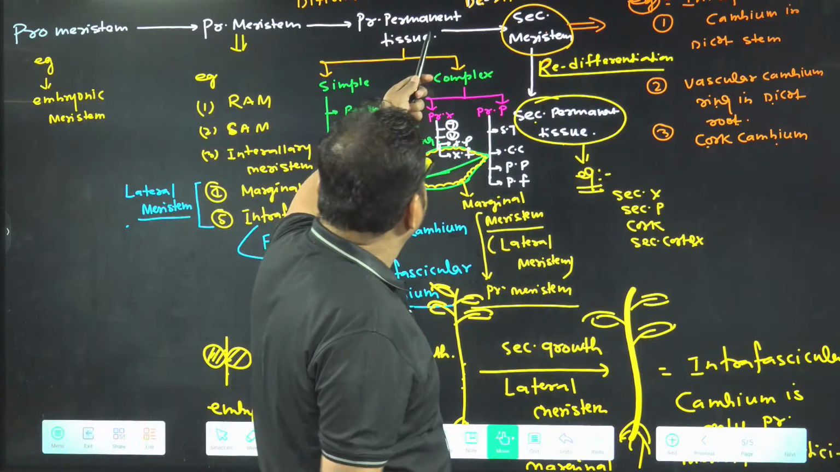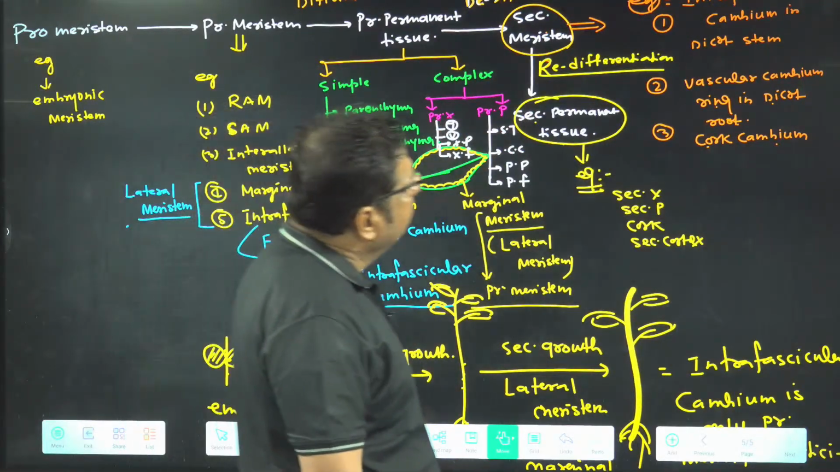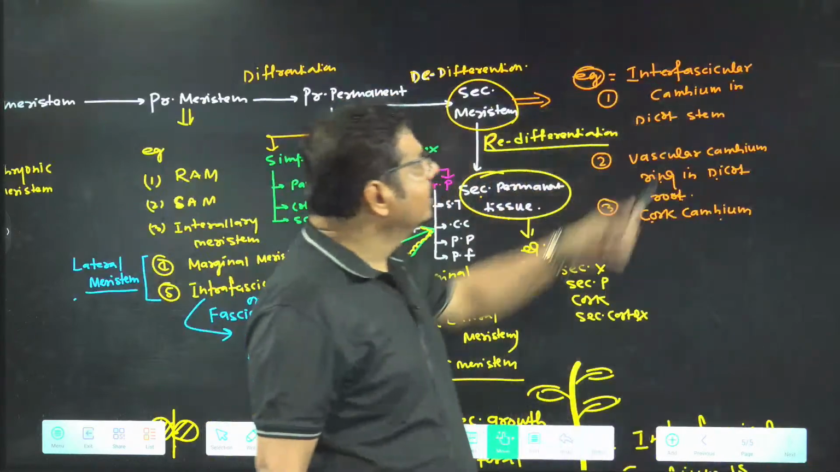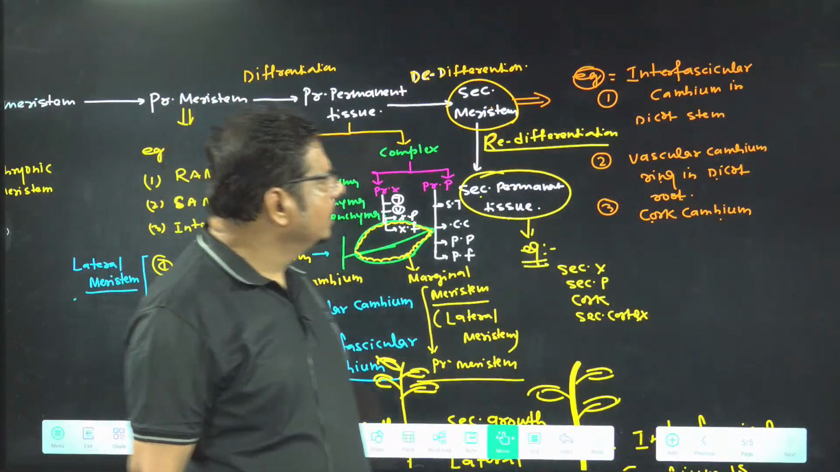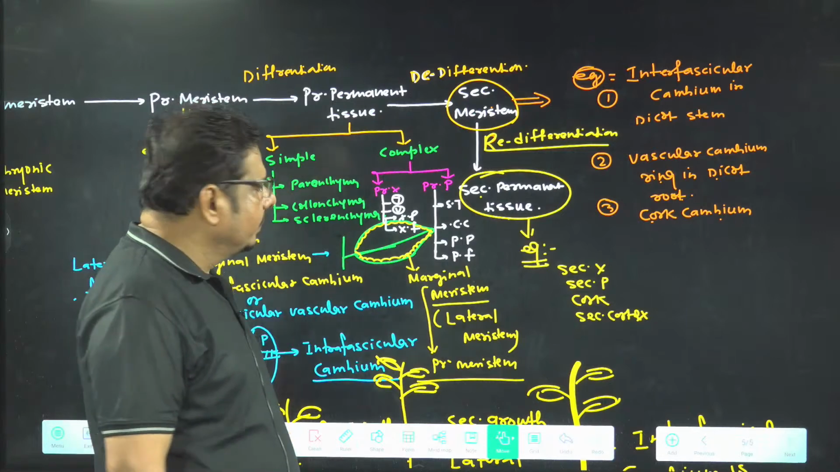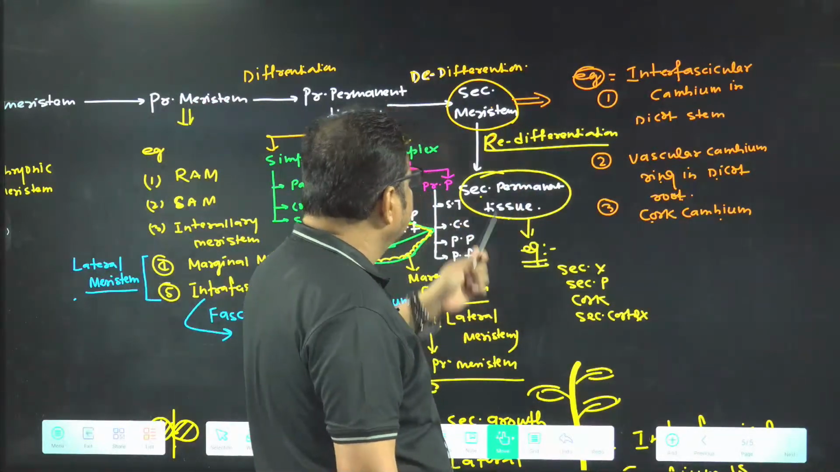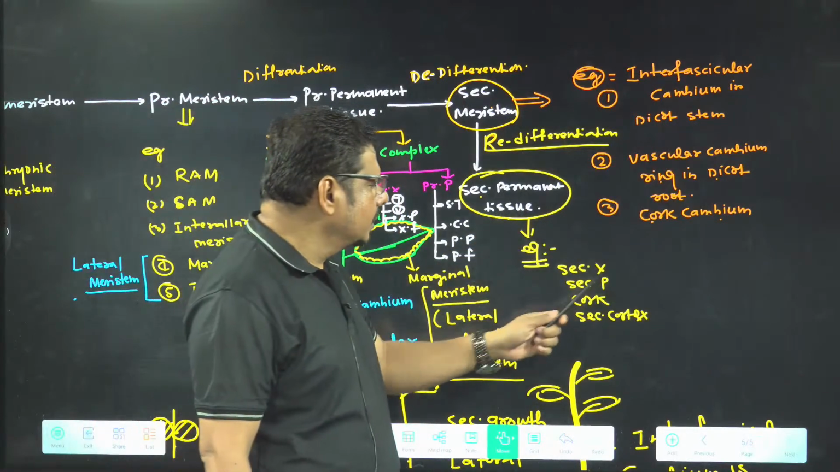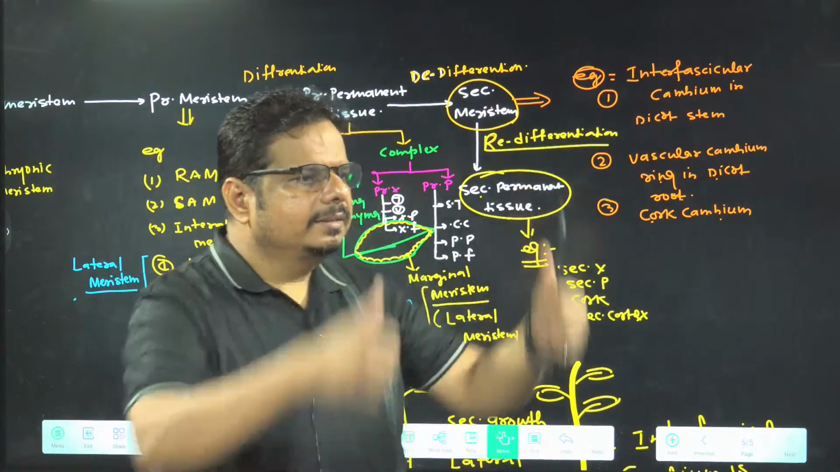Later on, when it undergoes de-differentiation, secondary meristem forms. Examples of secondary meristem I wrote here. What are the examples I have written? Interfascicular cambium in dicot stem, vascular cambium ring in dicot root, and cork cambium. Getting the idea? When they go for re-differentiation, secondary permanent tissue forms. Examples are secondary xylem, secondary phloem, cork, and secondary cortex. Is it all right? It's done.